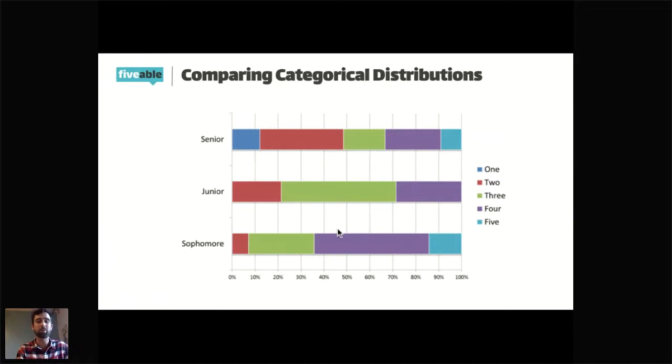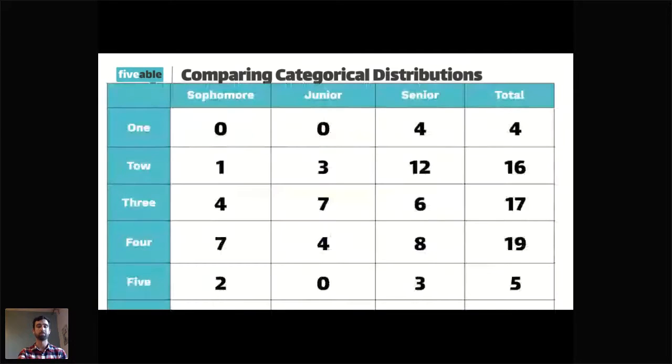We like segmented bar graphs because they allow us to compare not only within one categorical variable, like, hey, let's look at just the sophomores, but also across. So very quickly with a segmented bar graph, we can see there are more juniors taking 3 AP classes than any other grade level. There are more sophomores taking 4 AP classes than any other grade level. So we really like using segmented bar graphs to compare categorical distributions. And that always comes from a two-way table.